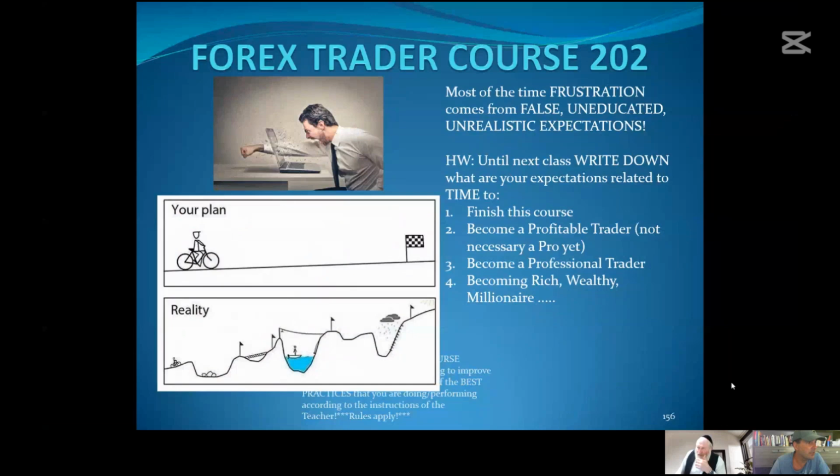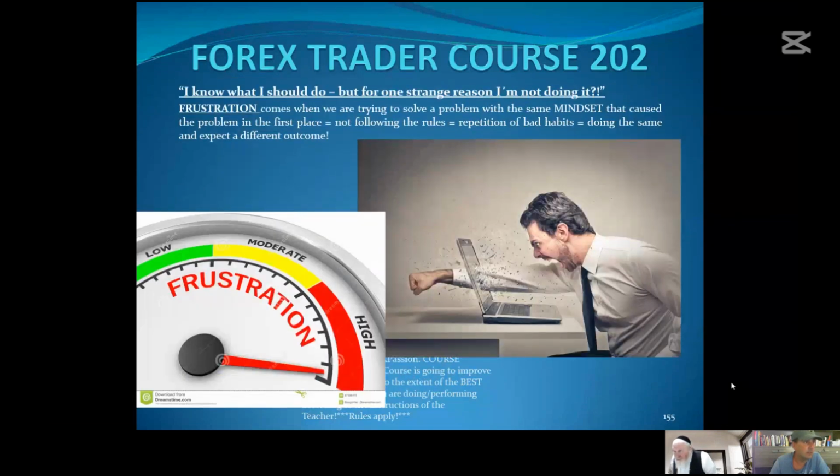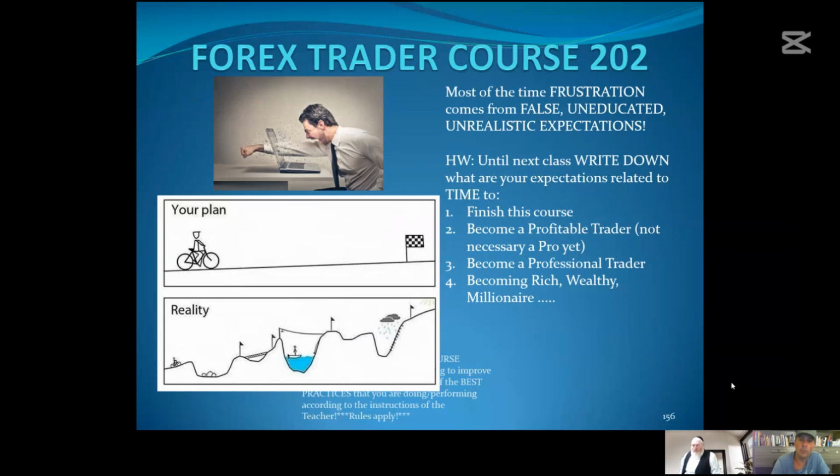And one more for today. Frustration. Most of the frustration comes from false, uneducated, unrealistic expectations. So you see the picture, this is your plan, this is what we think about, that I'm going to reach the goal. Now the reality is something different, right? Up and down, good days, bad days, frustration, yelling at my wife and kids and blaming the teacher, blaming God, blaming who knows who, but this is the reality.